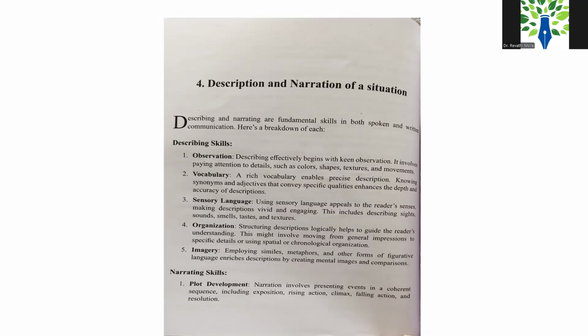So when a reader reads your description, all there are 5, it appeals to the reader's senses. And the 5 senses, isn't it? Seeing, hearing, listening, feeling, isn't it? And making the descriptions vivid and engaging. This includes describing sights, sounds, smell, taste, and texture. So these are the first 3: observation, vocabulary, and sensory language.